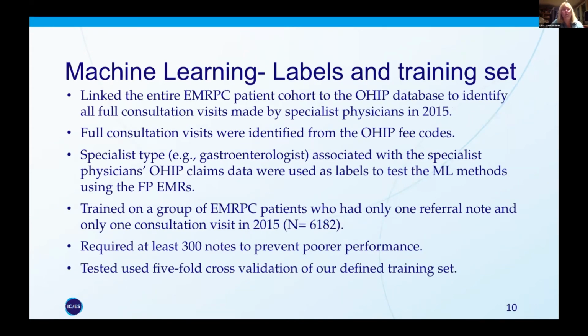So what we did was we needed labels. I'm not a computer scientist, but I've learned a little bit over the years working with Mahmoud. Basically, we linked the entire cohort of EMRPC patients to our physician claims database in 2015 to identify full consultation visits. There's a specific code for full consultation visits, and they require a referral. They also have a specialist type with that consultation visit, which acted as the label for the machine learning. We then trained on a group of EMR patients who had 1 referral and 1 consultation in that year, which is about 6,182 patients. We did require that there were at least 300 notes generated in this manner.